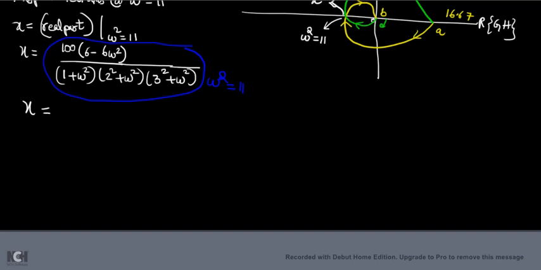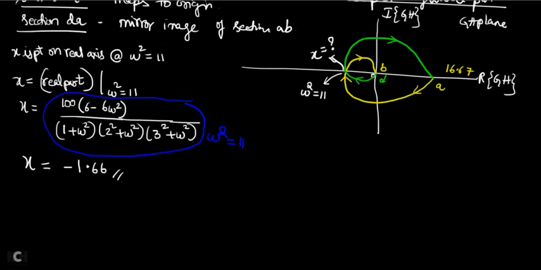If you put omega square is equal to 11 and use the calculator, on the right hand side you are going to get minus 1.66. This is the answer you should get. Is that clear? Now what is the meaning? What is this x value? This x value is equal to minus 1.66. That is your x value. That means this point is nothing but minus 1.66.